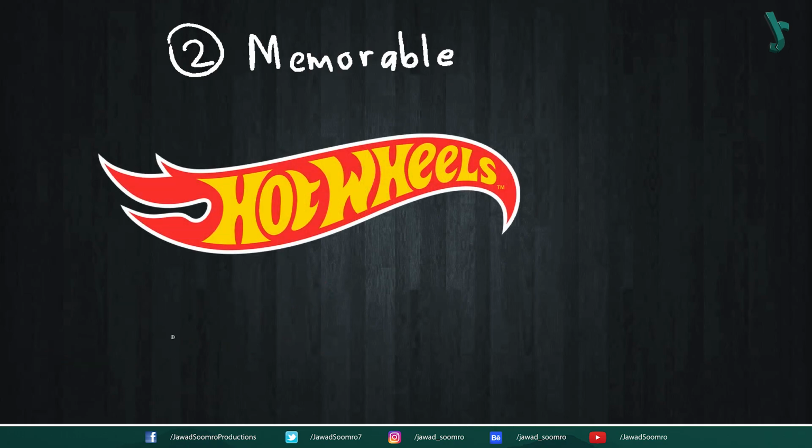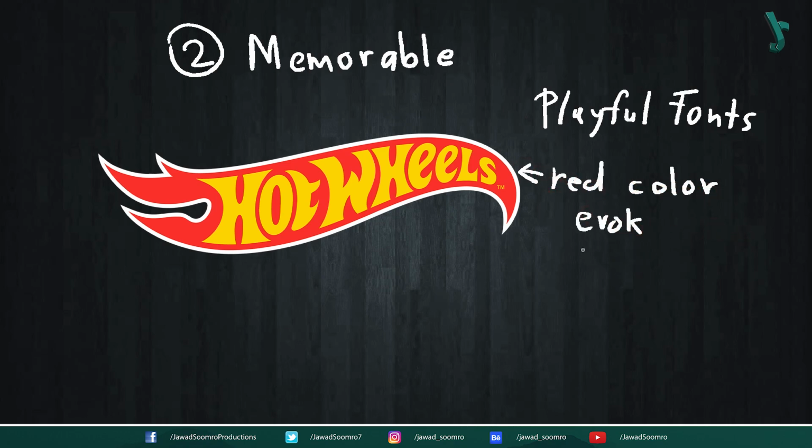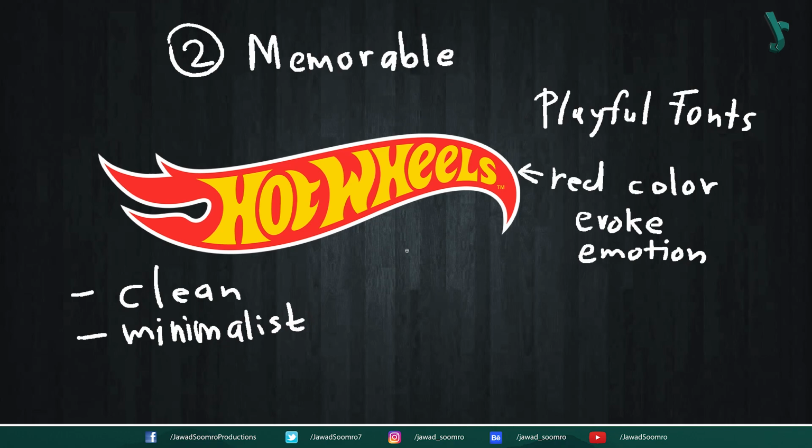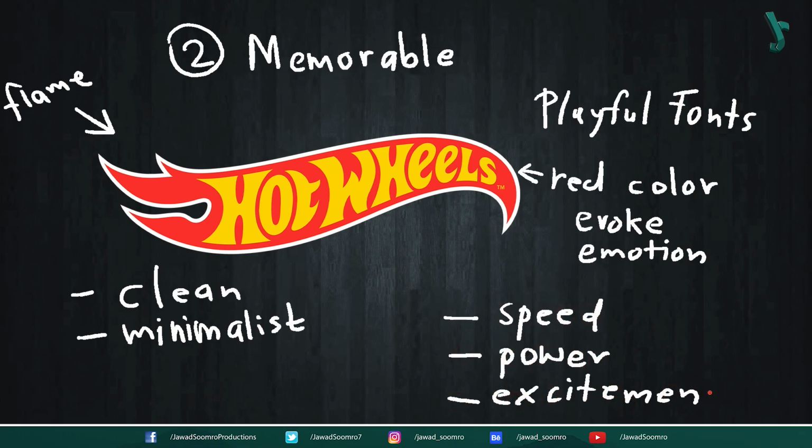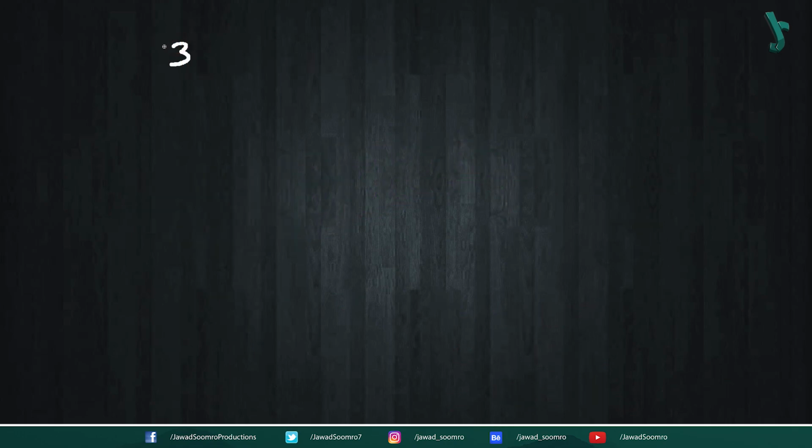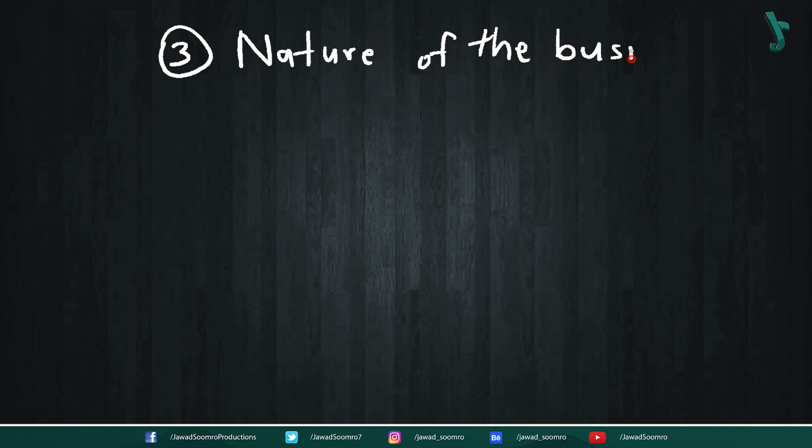For example, Hot Wheels. The logo features a bolded Hot Wheels wordmark in a stylized font. The clean minimalist design is easy to recognize and remember. The wordmark is accompanied by a stylized flame, reinforcing the brand's association with speed, power, and excitement.